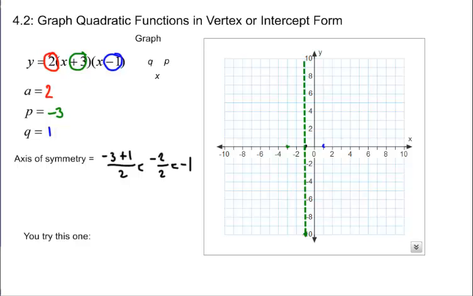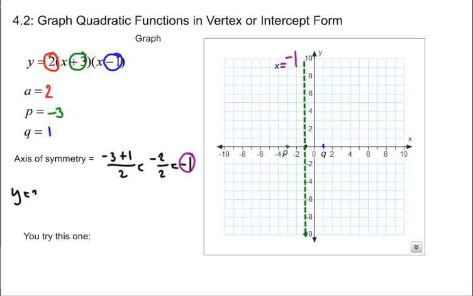Well, how do I find my vertex? If I know what my x-coordinate is going to be for my vertex, and my x-coordinate in this case is negative 1, and if I know that p is negative 3, and I know that q is 1, I could even plot these 2 points and count halfway in between. So, in order to find my y-coordinate now, I just use my equation.